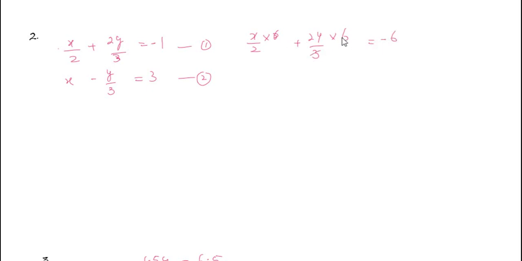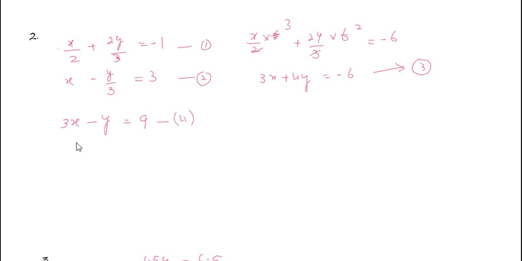So this becomes 3 times, this becomes 4 times. So 3x plus 4y equal to minus 6. This is our equation number 3. Now equation number 2, let us multiply by 3 because in the denominator we have 3 here. If you multiply by 3, this becomes 3x minus, when you multiply this one with 3, the 3 cancels, so it is minus y equal to 3 into 3, which is 9. So this is equation 4.